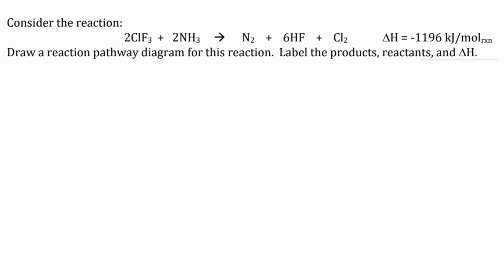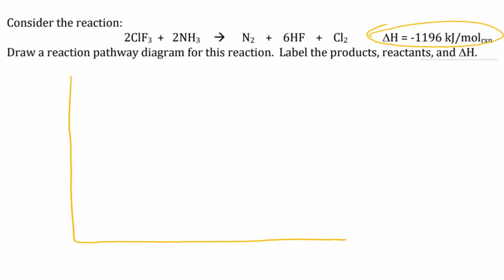Consider the reaction 2ClF3 plus 2NH3 makes N2 plus 6HF plus Cl2. There's a delta H provided. The enthalpy is negative 1,196 kilojoules per mole of reaction. Draw a reaction pathway for this and then label the products, reactants, and the delta H. So first, let's note that the delta H is negative. That indicates that our products should be lower than the reactants. There are no specific numbers other than this one here. So by that negative sign, please note that the products should be lower than the reactants.